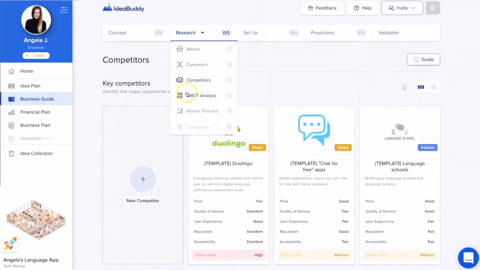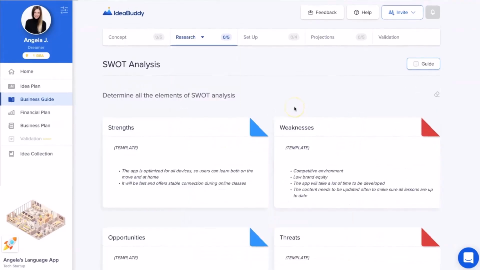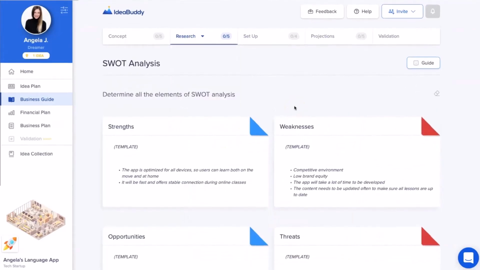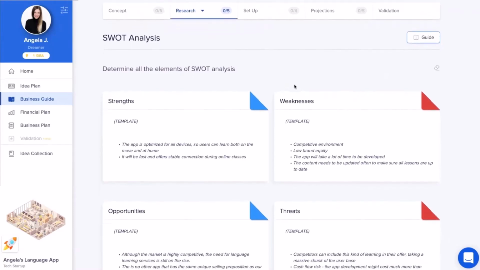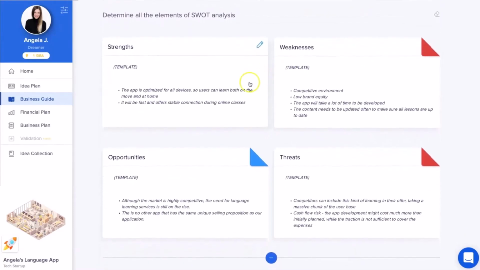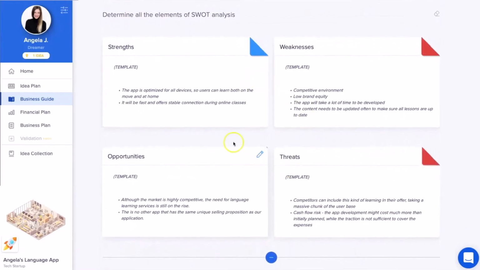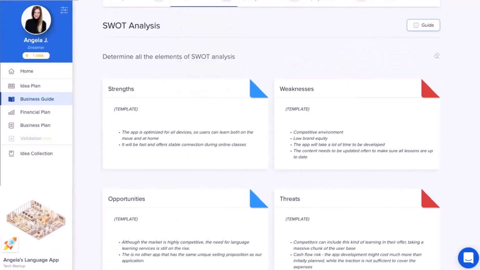Now let's take a look at the SWOT analysis. Not only do we want to know and understand our competitors, but we also need to know and understand ourselves. The SWOT analysis helps us take a 360-degree view of our situation. We can know what our internal strengths and weaknesses are. We can also take notice of our external opportunities and threats.